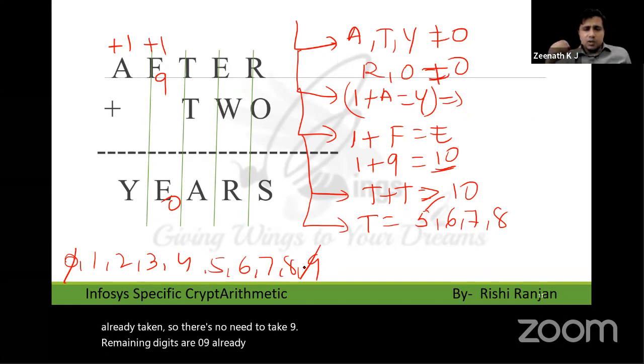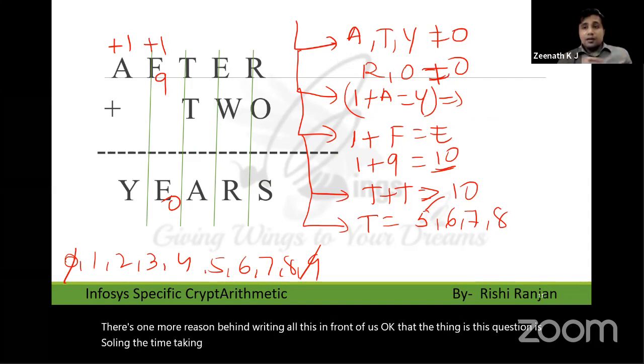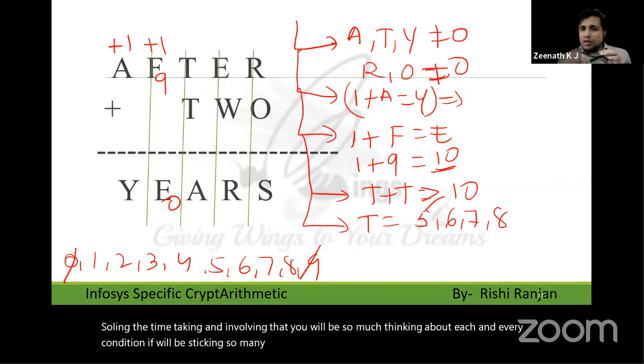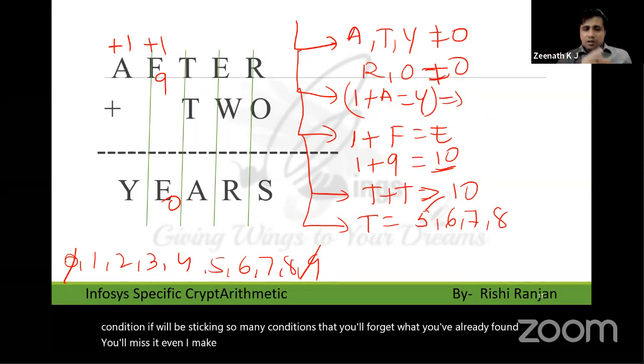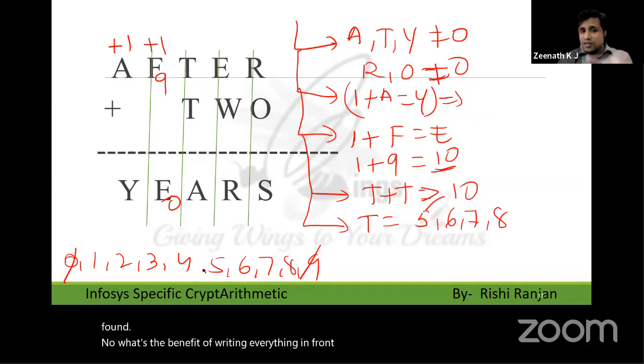Now, if you remember, I told you to write like this, right? There's one more reason behind writing all this in front of us. This question is so lengthy, time taking, and involving, that you will be thinking so much about each and every condition. You will be checking so many conditions that you will forget what you have already found. You'll miss it. Even I make this mistake sometimes. Now, what's the benefit of writing everything in front of you? Everything is visible. 0 and 9 is already gone.